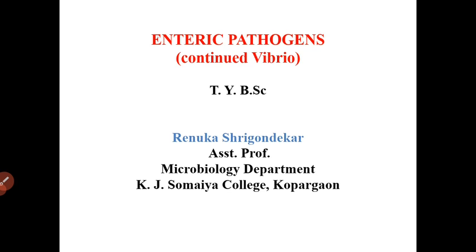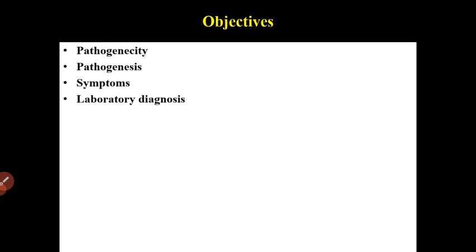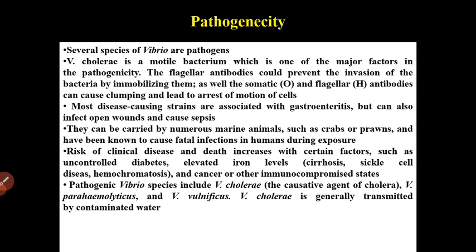Now let's continue with the Vibrio pathogen. Objectives: pathogenicity, pathogenesis, symptoms, laboratory diagnosis, epidemiology, prophylaxis, treatment. Now let's see pathogenicity. Before that, let me tell you, in pathogenicity, we always understand that there are some determinants.